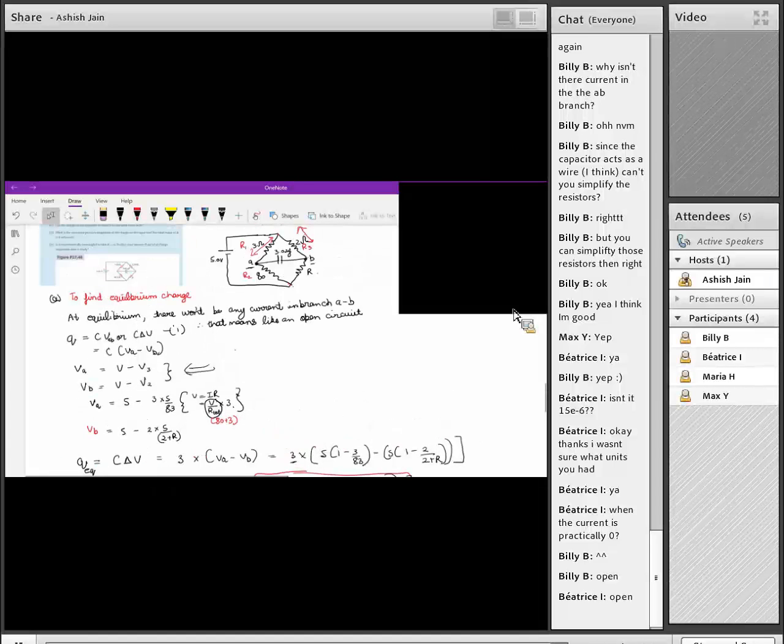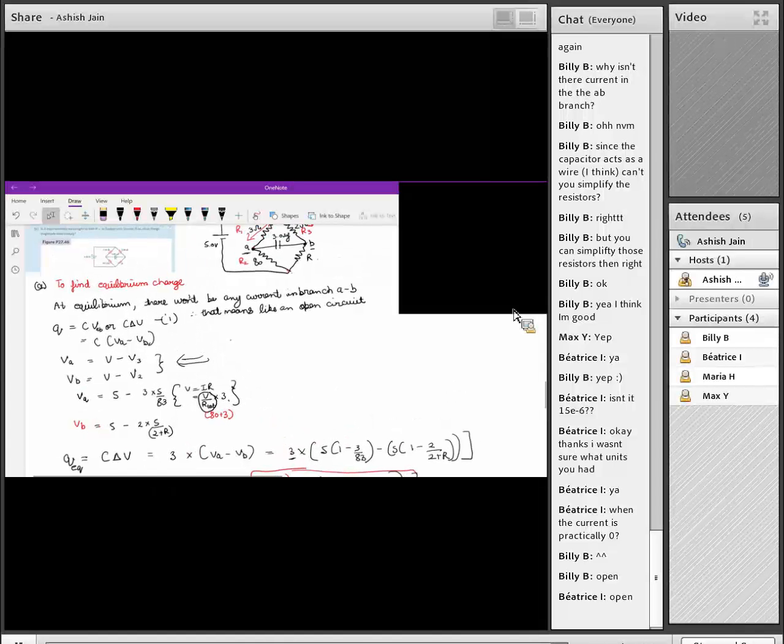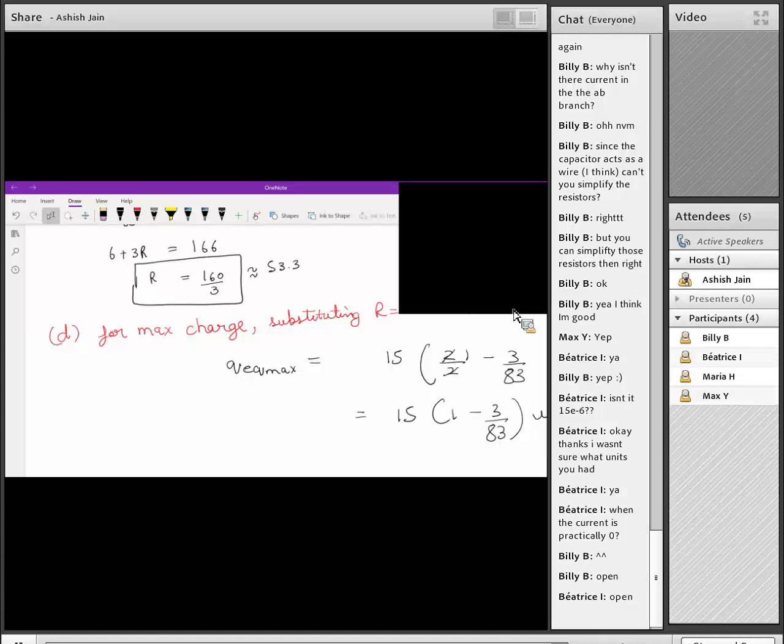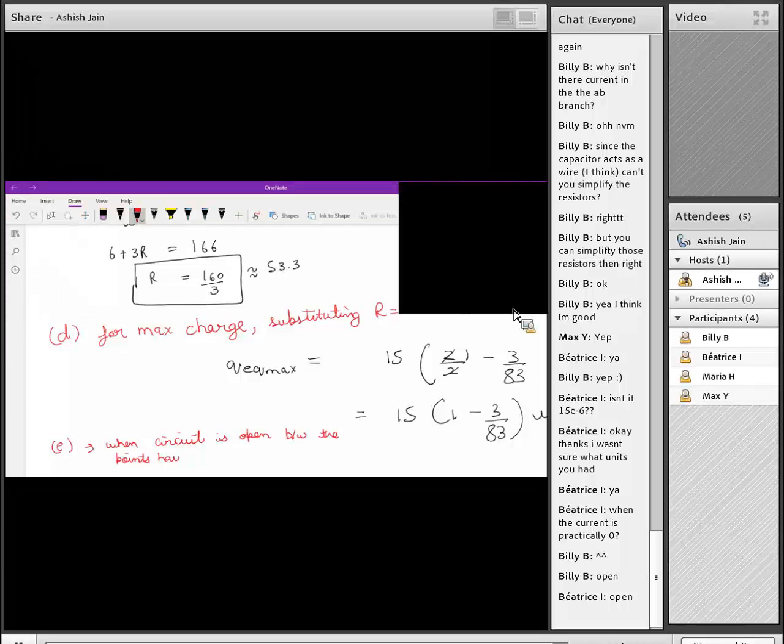Yes, experimentally we can have R equal to infinity. That means you have to write in the exam that yes, we can have it when the circuit is open between the points having R, then R tends to infinity.